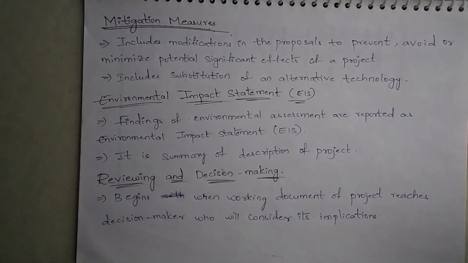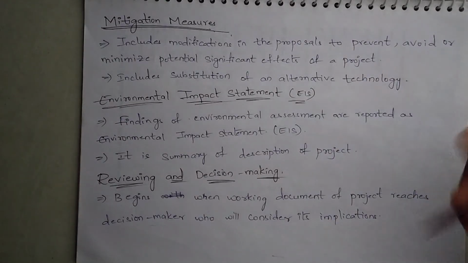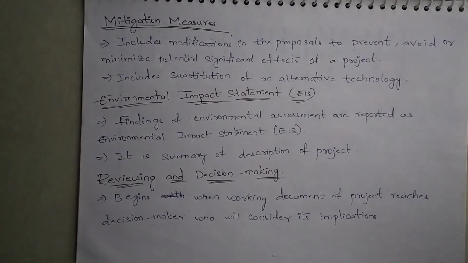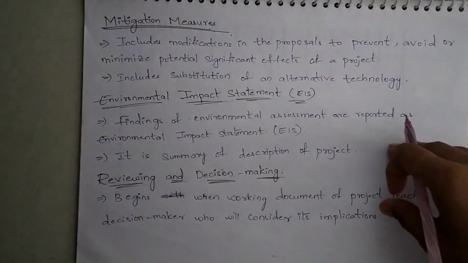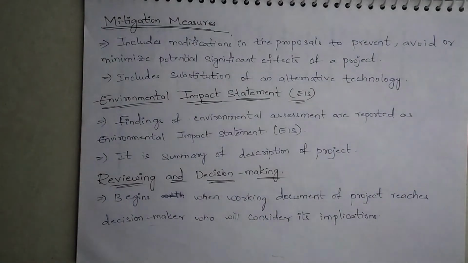So this will include the modifications, that means changes. We have designed one architecture at the starting of the project, so we may not implement the exact architecture because during the construction we might face some difficulty. So what we will do is we will change the architecture a bit, not the complete architecture, only where the difficulty is high. So those modifications will be done in the mitigation measures.